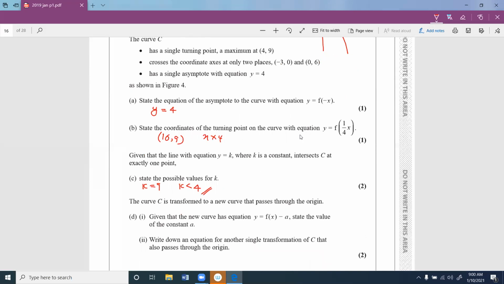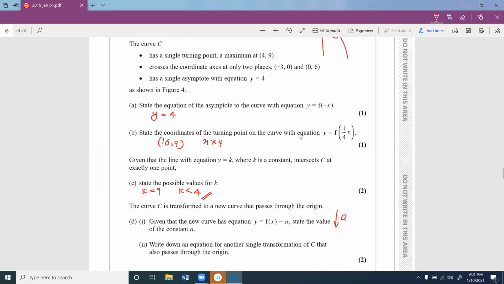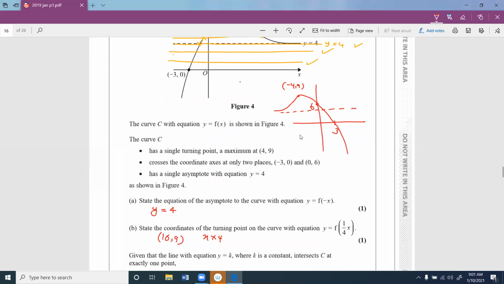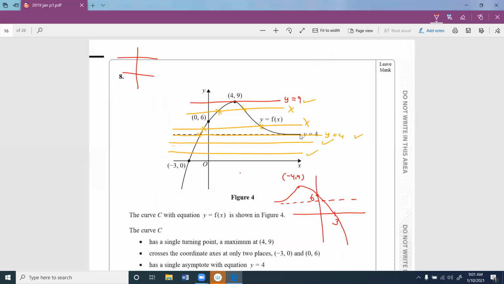The curve C is transformed to a new curve which passes through the origin. Given that the new curve has an equation of f(x) minus a, that means, for this minus a, what can you say? This is totally outside the x, which means it affects the y-axis. Y-axis operations are the same as it. That means this graph has gone down by how many units? A units. The graph has gone totally a units down, passes through the origin, right? So this entire graph has gone some units down.